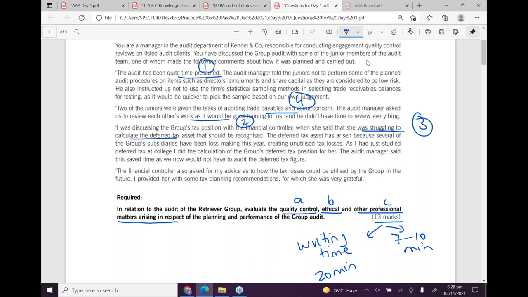Rehan, very well done. Directors' emoluments is material by nature. It's a highly risky area. You cannot call it low risk. Shireen, very well done. Sample selection has not been done properly. Remember, sampling risk is a part of detection risk. So that's spot on as well.